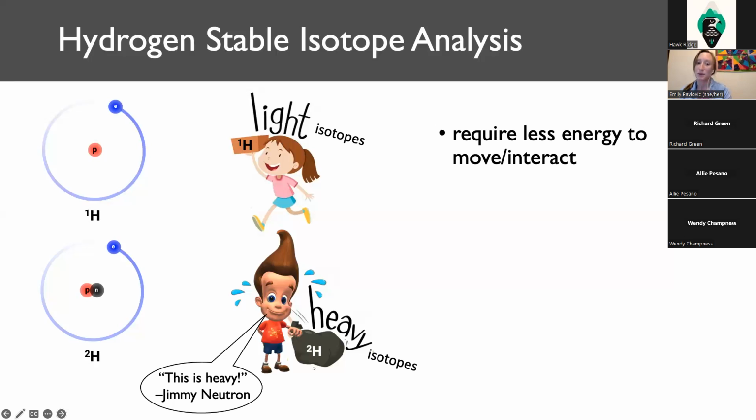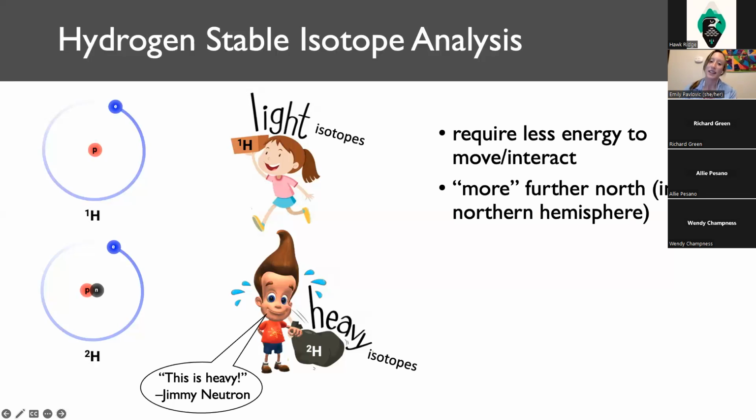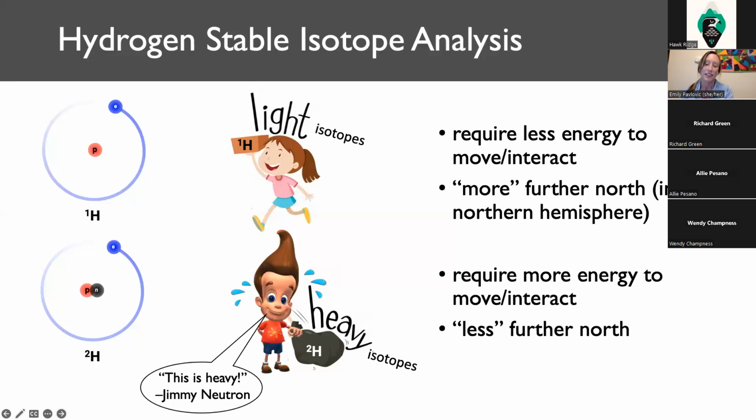Light isotopes require less energy to move and interact. And so in the Northern Hemisphere, in terms of hydrogen isotopes, there's quote unquote more of the light isotope further north. And the heavy isotopes require more energy to move or interact, and there's less of them further north.